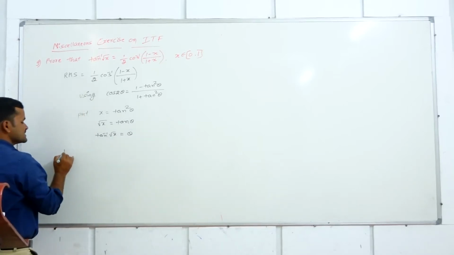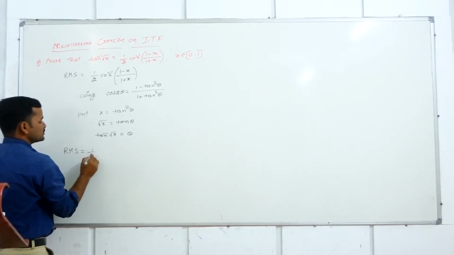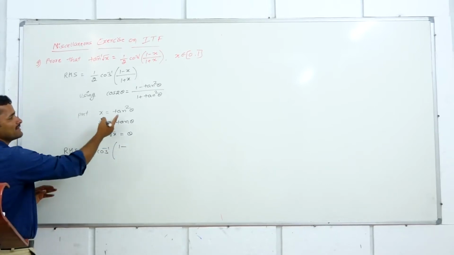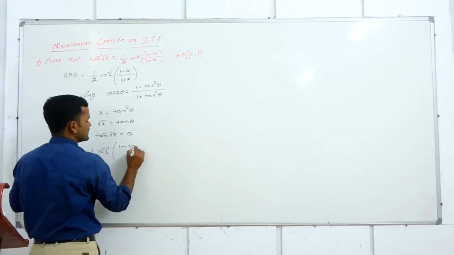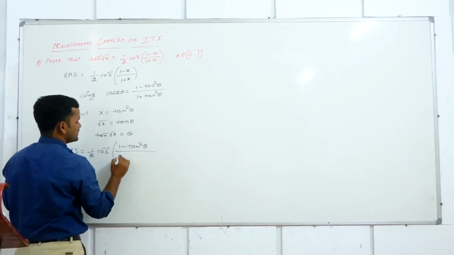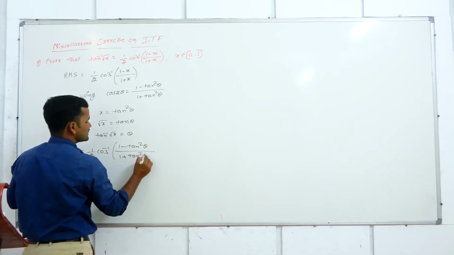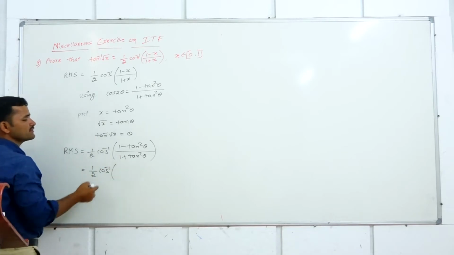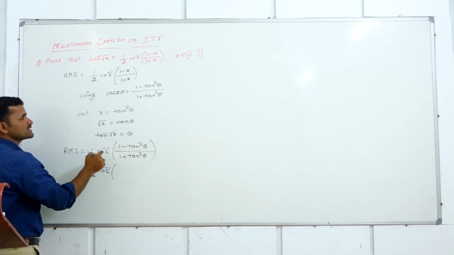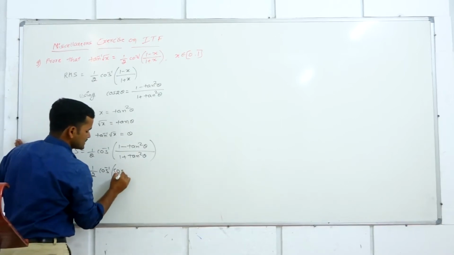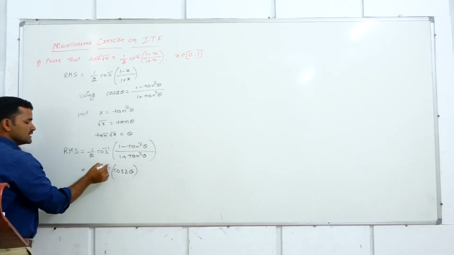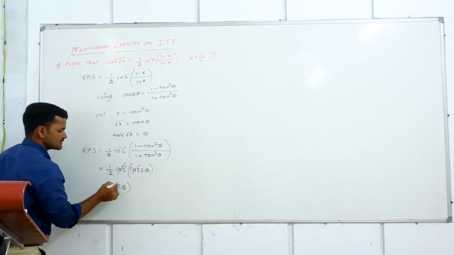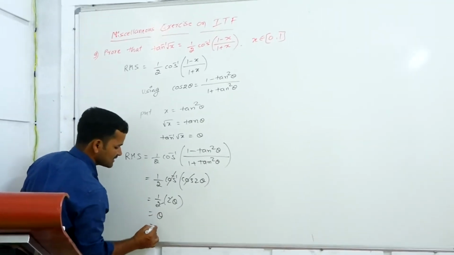Okay, in the RHS, 1 by 2 times cos inverse of (1 minus x) by (1 plus x), I will write x as tan square theta. So (1 minus tan square theta) divided by (1 plus tan square theta). This is equal to 1 by 2 times cos inverse of (1 minus tan square theta) by (1 plus tan square theta). According to this formula, it is cos 2 theta. You see, cos inverse cos get cancelled. 1 by 2 into 2 theta it is. 2 gets cancelled.